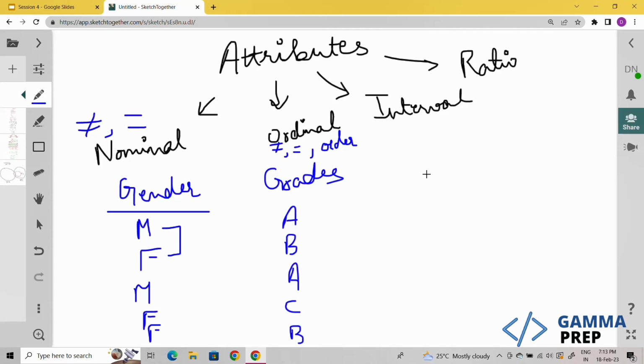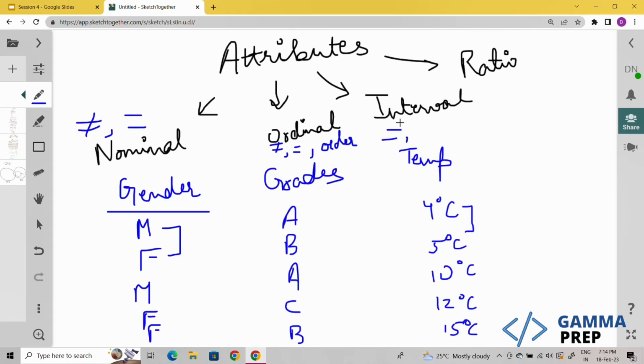Moving on to interval. In interval, for example, let's say temperature in Celsius. Let's say day 1 has temperature as 4 degrees Celsius, day 2 has 5 degrees Celsius, day 3 has 10 degrees Celsius, day 4 has 12 degrees Celsius, and day 5 has 15 degrees Celsius. Now here you can obviously figure out that the 2 attribute values are same or not the same. In our case, obviously they are not the same. You can also order which is bigger and which is smaller. That is, 4 degree is colder and 5 degree is hotter.